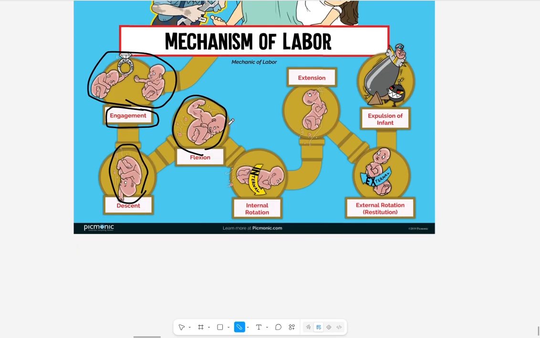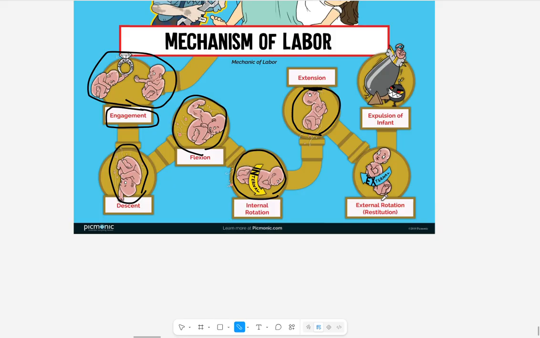Then we have internal rotation. Internal rotation is said when the occiput rotates anteriorly. Okay, so the occiput rotates anteriorly to an occipito-anterior position, and this is internal rotation. We then have extension. Extension is when the head crowns. Basically, crowning occurs and the head extends under the pubic symphysis. So imagine this is the pubic symphysis and the head is extending under the pubic symphysis.